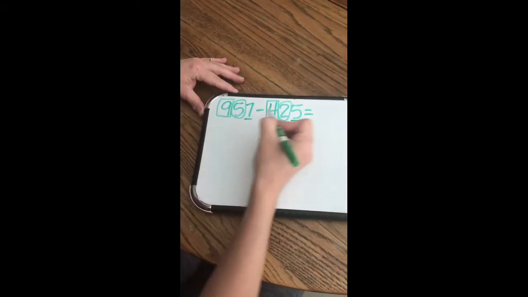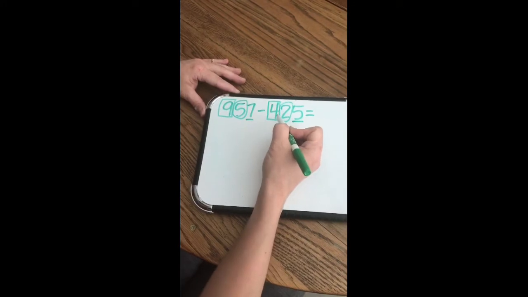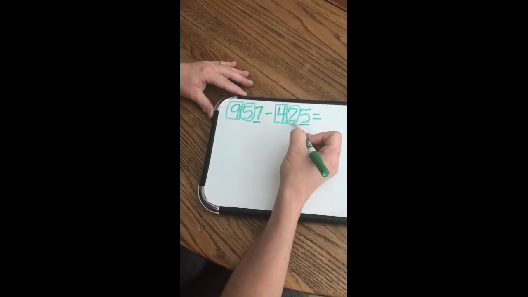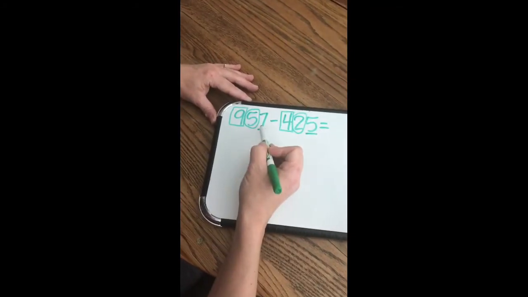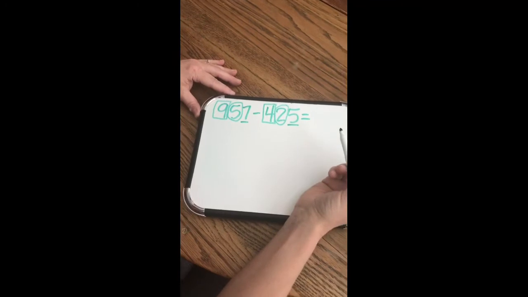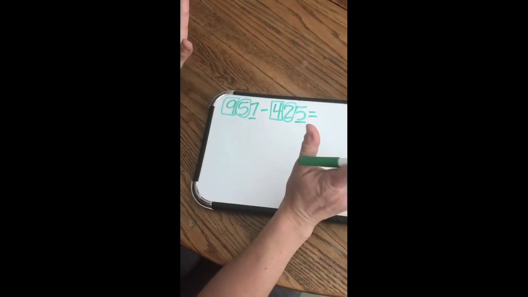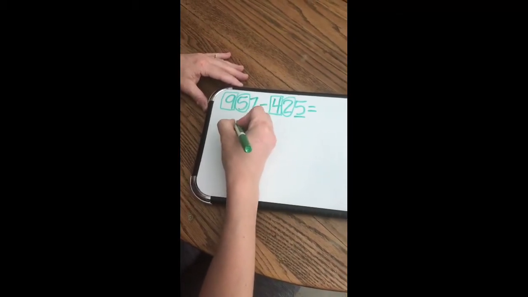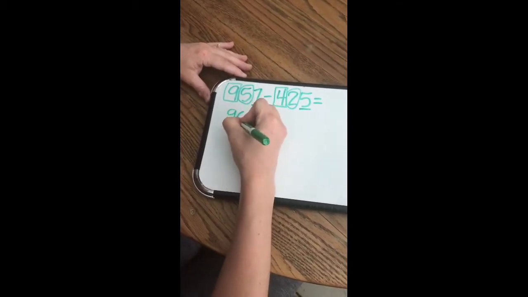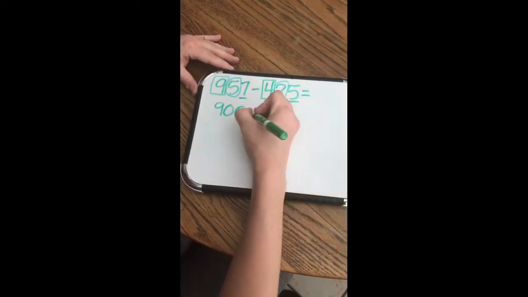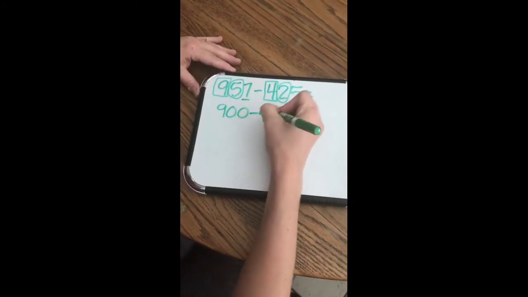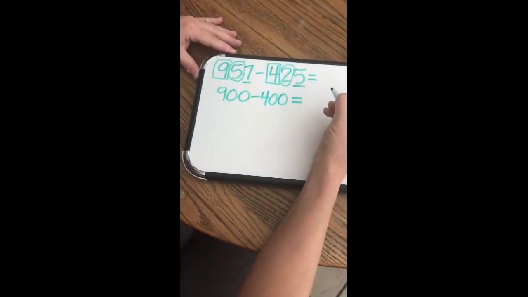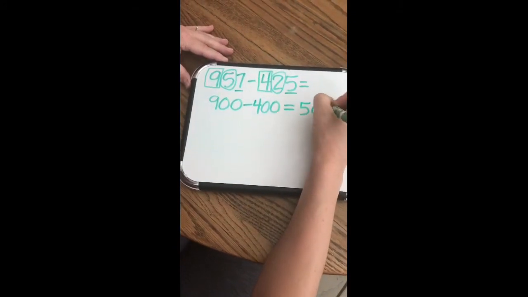If I have 900, can I subtract 400? Yes, I can. If I have 50, can I take away 20? Yes, I can. And if I have 7, can I subtract 5? I can. So it's safe to go on and use hundreds, tens, and ones. And I'll start by subtracting my hundreds. The 9 in the hundreds place of 957 has a value of 900, and I'm going to take away 400 because of the 4 in the hundreds place of 425. 900 minus 400 equals 500.